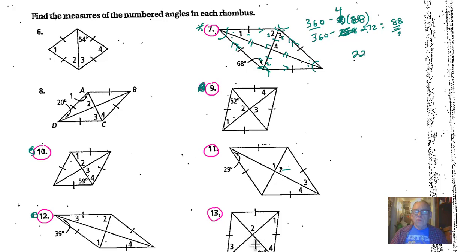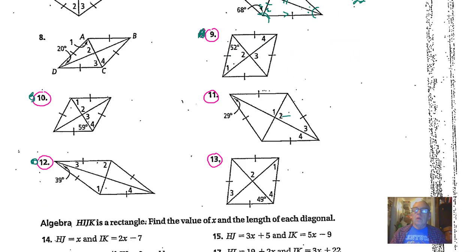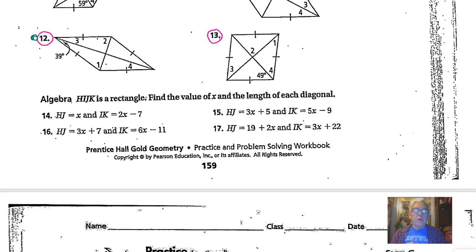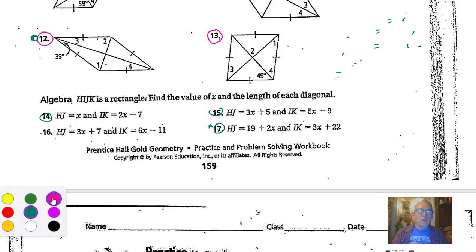So these congruent triangles are basically going to let us know that these corresponding angles are congruent to each other. Okay, let's move on. Let's look at these algebra ones at the bottom here. Which one are we going to do? Let's look at number 14.